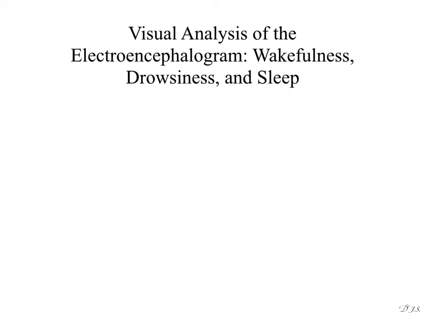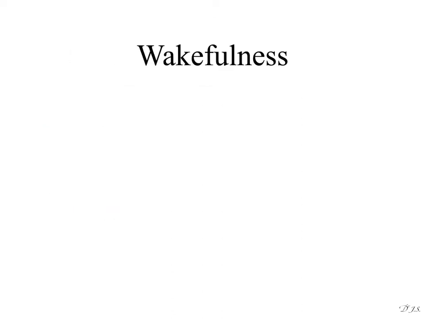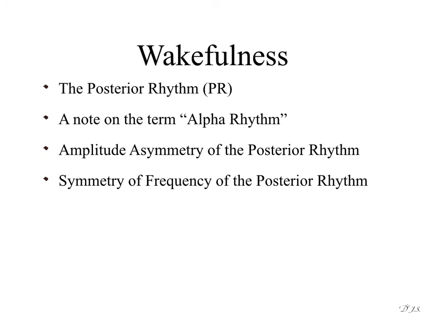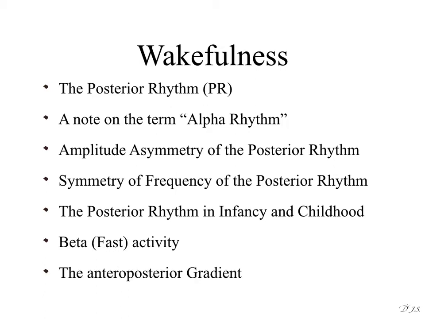Visual analysis of the electroencephalogram. Wakefulness, drowsiness, and sleep. Wakefulness, drowsiness. Stage 2 sleep. Arousal from sleep. Natural sleep. Wakefulness. The posterior rhythm, PR. A note on the term alpha rhythm. Amplitude asymmetry of the posterior rhythm. Symmetry of frequency of the posterior rhythm. The posterior rhythm in infancy and childhood. Beta. Fast. Activity. The anteroposterior gradient.